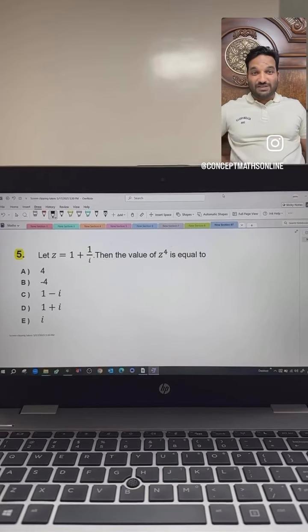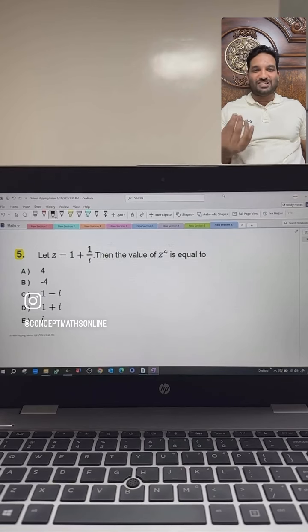Students, this is a complex number question from the KEAM April 23rd set paper. I don't know which method you followed, but I will give you my method and complete solution. Just look, okay? So z is equal to 1 plus 1 by i.